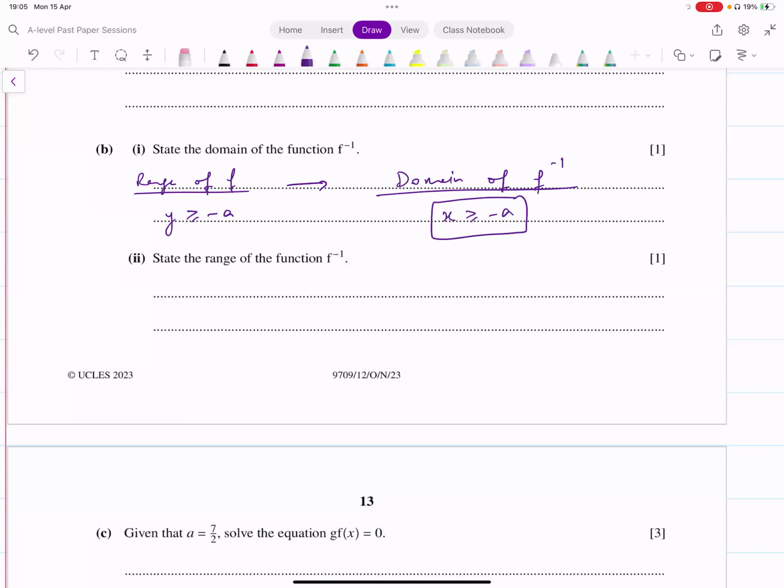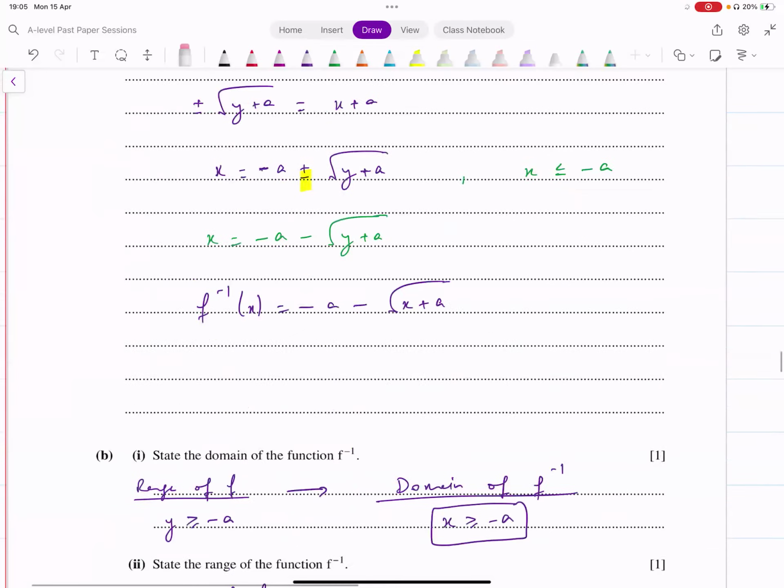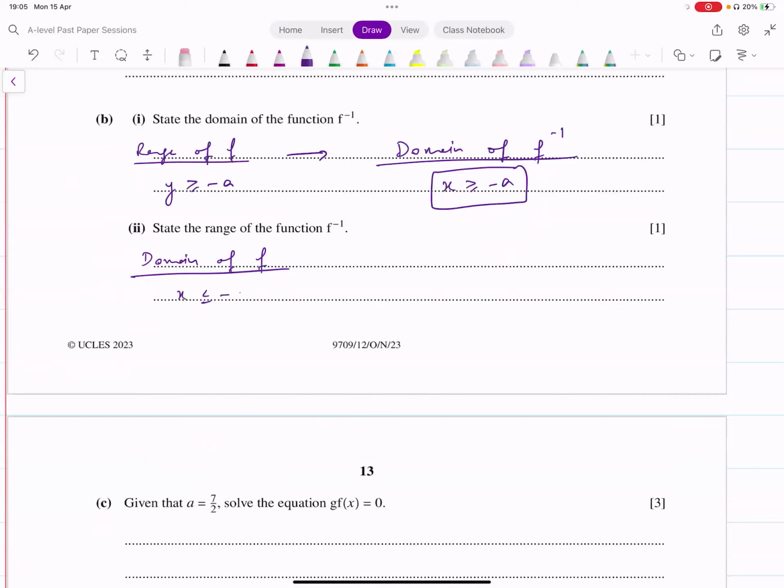Now it says state the range of the function f inverse. What's the range of f inverse? The domain of the original function. What was the domain of f? It was x less than or equal to minus a, sorry. What about the range of f inverse? It's also going to be less than or equal to minus a, but since we're talking about range, which is y values, we're going to say it's y less than or equal to minus a. This is the range of the inverse function.